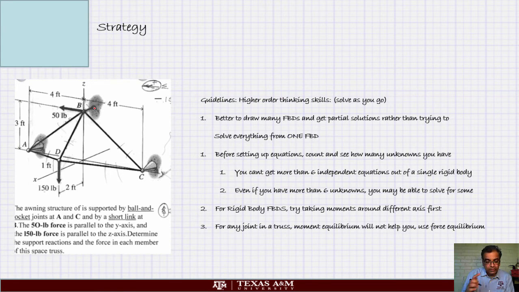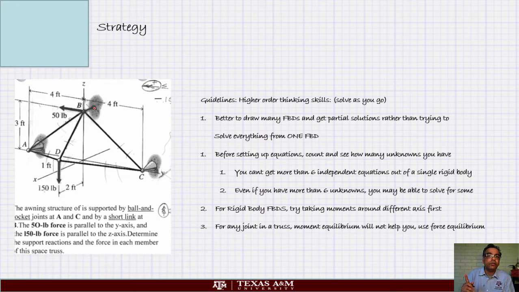Basic idea is that it's better to draw many free body diagrams and extract only a little bit of information out of them rather than to draw one free body diagram and try to get everything. That's item number one. It's better to draw lots of free body diagrams and judge it. Second thing is, before you set up the equations, stare at the free body diagram and you will be able to figure out how many unknowns are there and you can figure out some strategies.